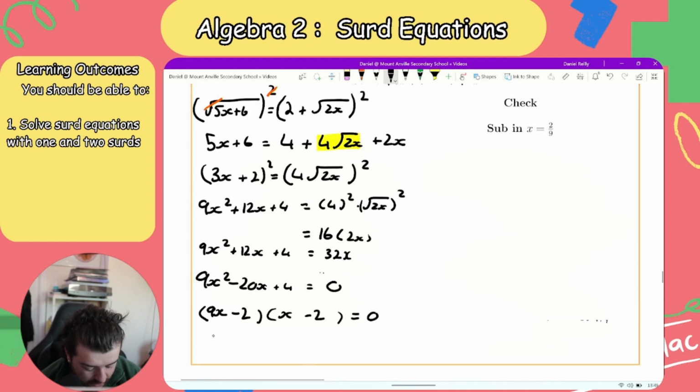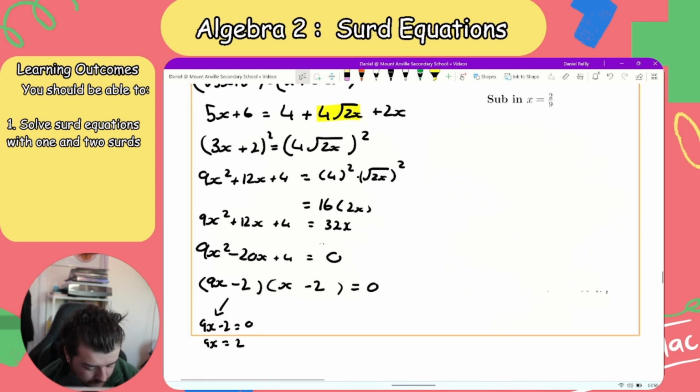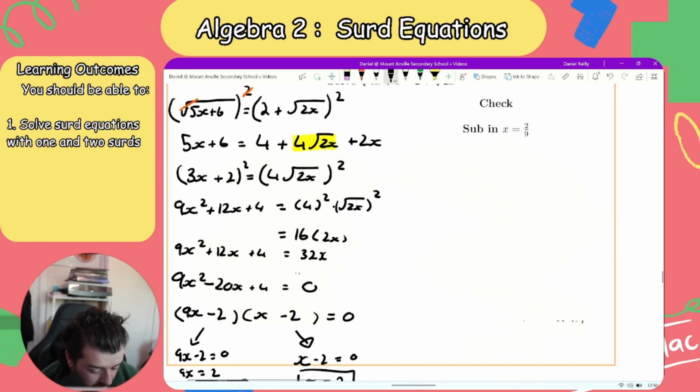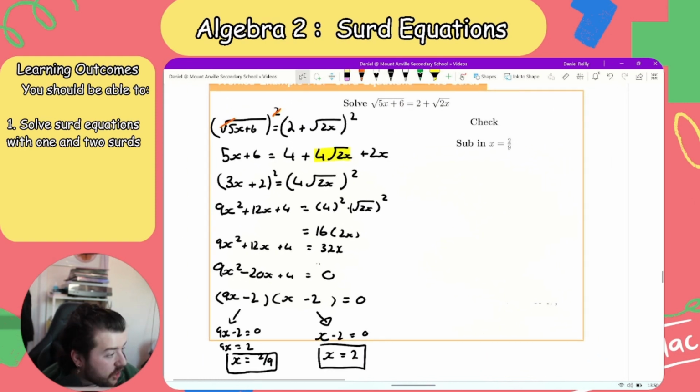Solve it out, I'm going to get 9x minus 2 equals 0. 9x equals 2. x equals 2 over 9. That's my first solution. And then my next solution is x minus 2 is equal to 0. x is equal to 2. And that is my second solution. So now we just need to check, do these work out? So I'm going to first sub in x equals 2/9.